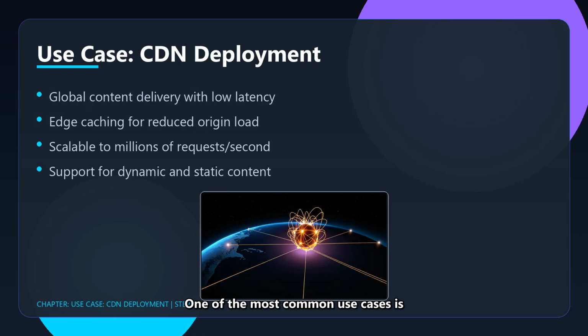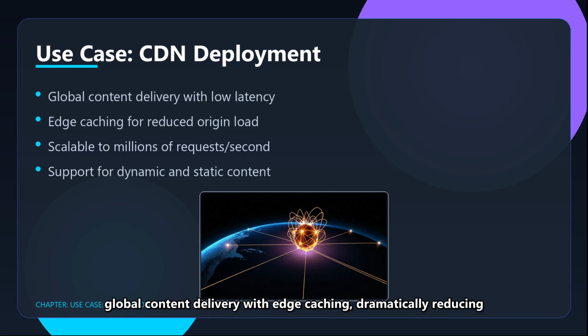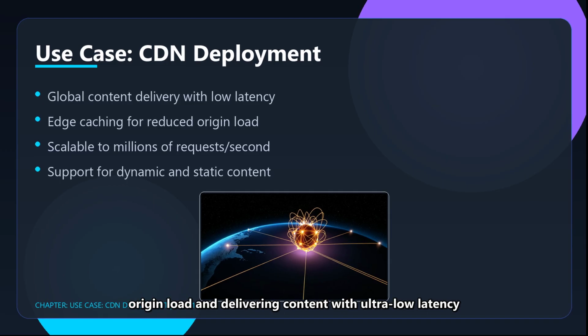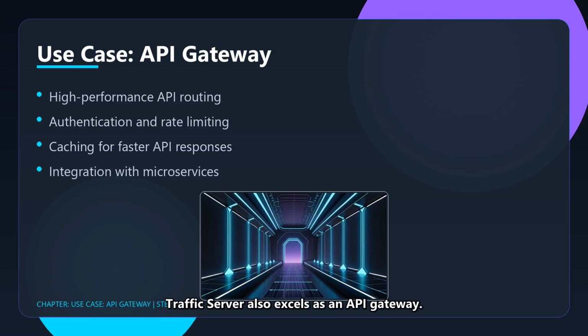One of the most common use cases is deploying Traffic Server in a CDN. It enables global content delivery with edge caching, dramatically reducing origin load and delivering content with ultra-low latency to users worldwide. Traffic Server also excels as an API gateway.